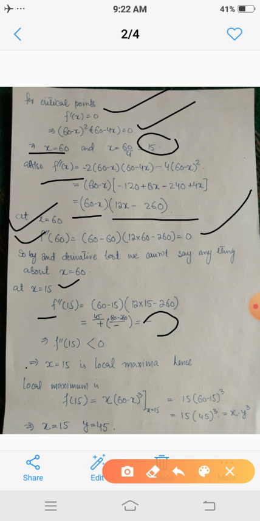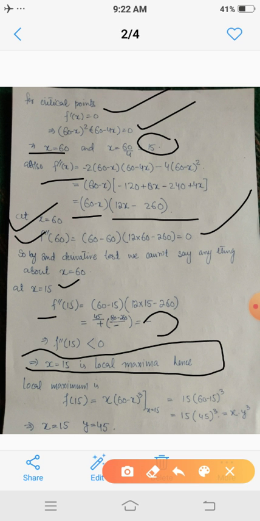This means that by the second derivative test, x equals 15 is the local maxima, and the local maximum value is obtained by substituting x equals 15 in the given equation. Now when x equals 15, y equals 60 minus x, that is 45. Hence x equals 15 and y equals 45 are the required numbers whose sum is 60 and the product x y cube is maximum.